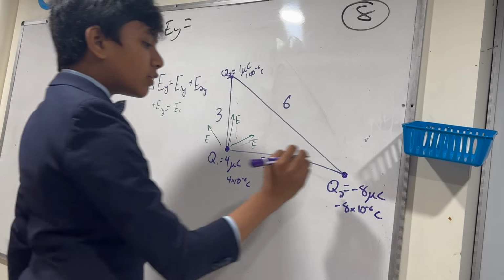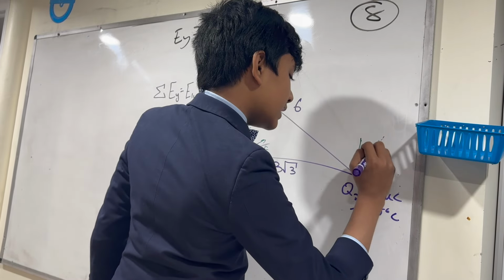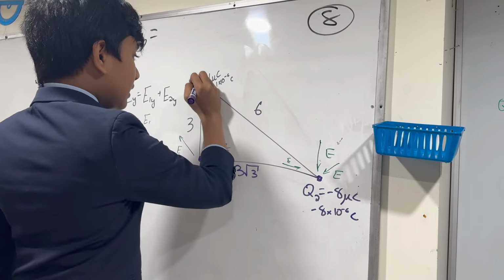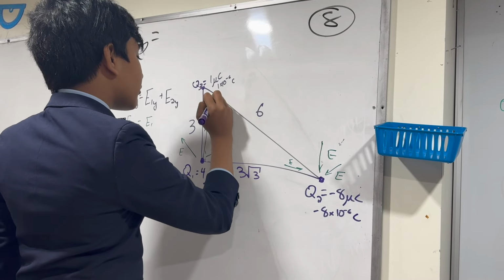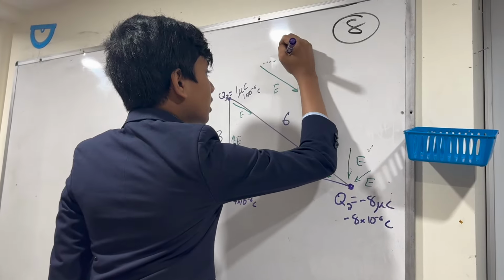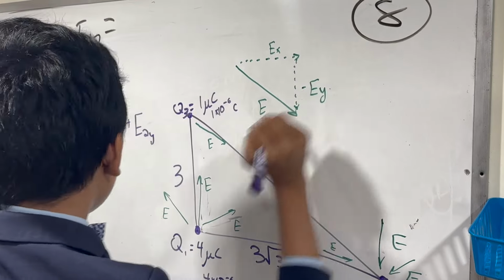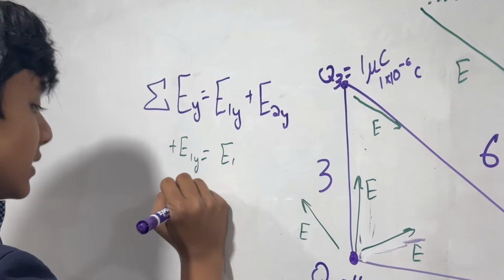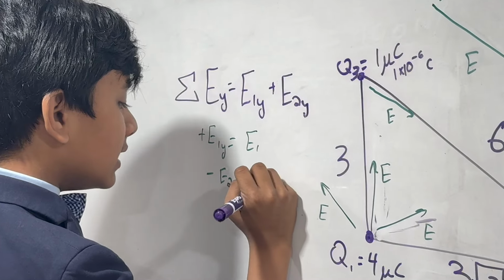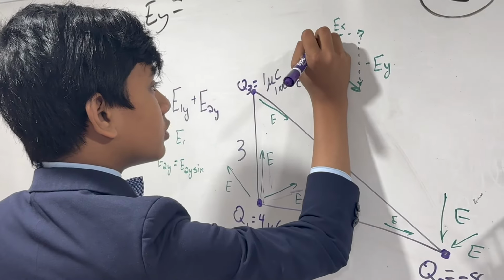And then for this one, Q2 is minus 8 microcoulombs. Since it's a negative charge, the electric field is going to be radially inward. And so over here, it's going to be in this direction. Now, as you can see, that direction has a positive x component, but a negative y component. So that means minus E2y. The sign we're going to use is negative here. And this is going to be equal to E2 times sine of what? Well, it's going to be sine of this angle.